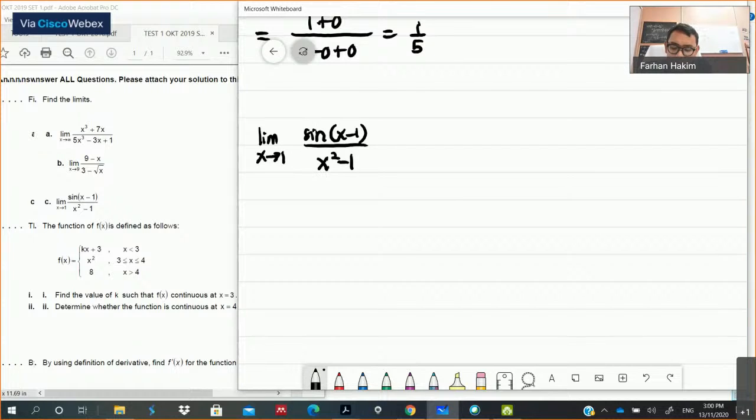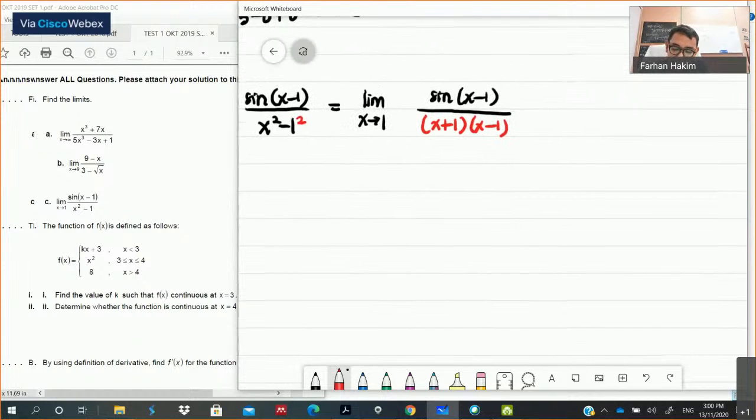So firstly, bear in mind that this type of question must deal with the squeezing theorem because it involves trigonometric function. So this can be written as limit as x approaching 1 of sine of x minus 1 over x squared minus 1, where x squared minus 1 is actually x squared minus 1 squared. So this will be simplified as x plus 1, x minus 1. All right.